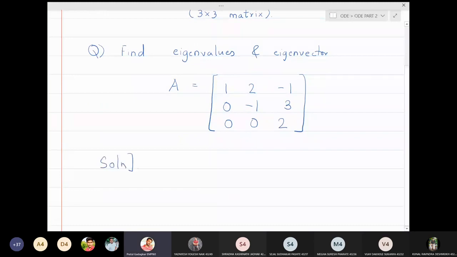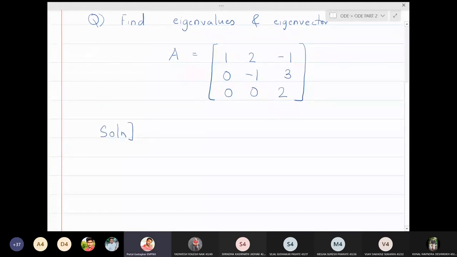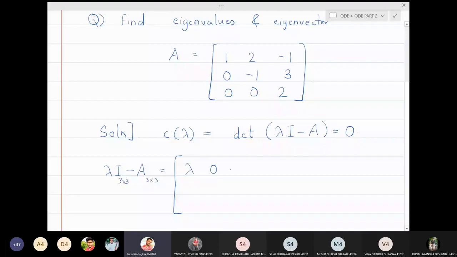So here you have to remember that when I calculate the characteristic polynomial for a 3 by 3 matrix, the actual formula is determinant of lambda I minus A, and I have to equate it to 0. So let me first calculate what is lambda I minus A. Lambda into identity, and this identity is a 3 by 3 matrix because A is a 3 by 3 matrix. So lambda into identity is [lambda, 0, 0; 0, lambda, 0; 0, 0, lambda], and minus A matrix is [1, 2, -1; 0, -1, 3; 0, 0, 2].